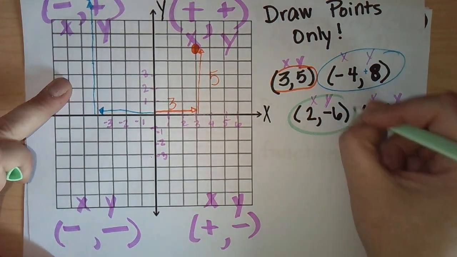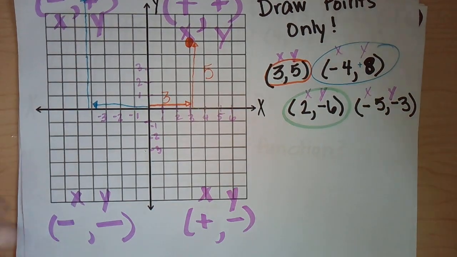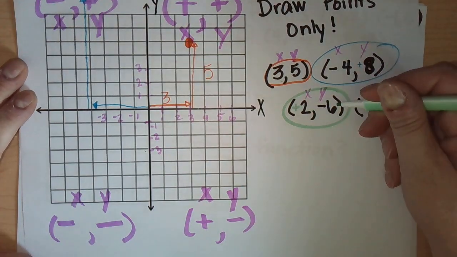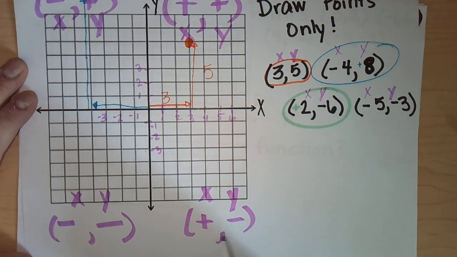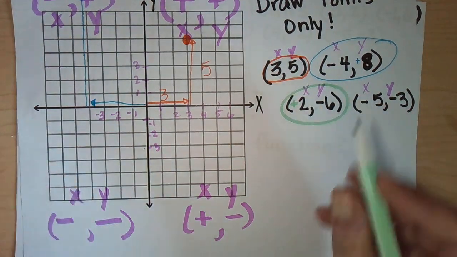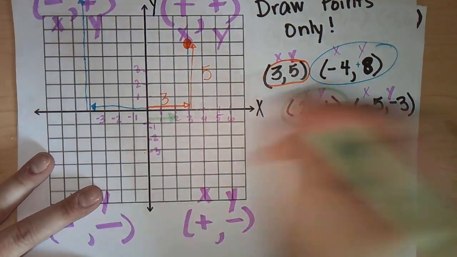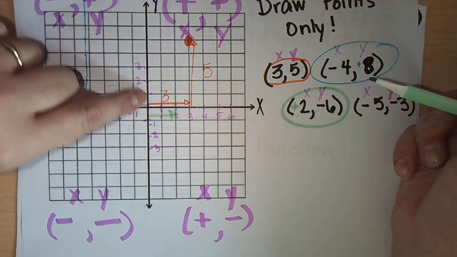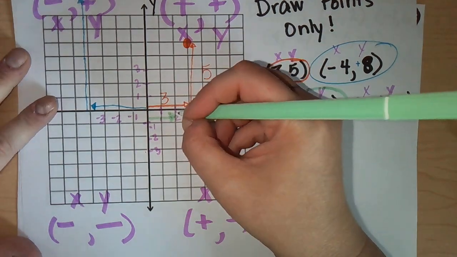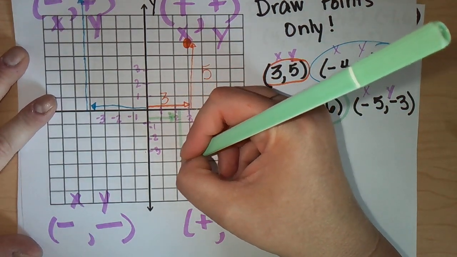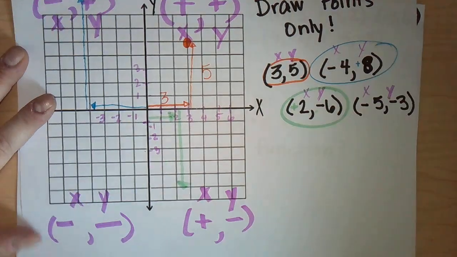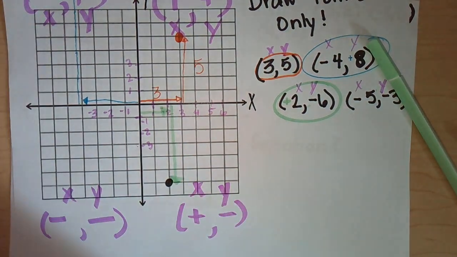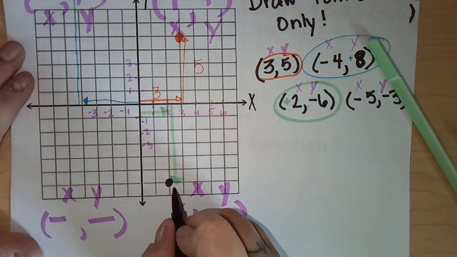Let's look at this 2, negative 6. Well, if we can't quite remember where that belongs, it's a positive, comma, a negative, so it's got to end up somewhere over here in the bottom right. So let's go to 2 on the X. There's 2 on the X. Then we're going to go negative 6 on the Y. Well, here's the Y, and the negatives go down. So let's go down. 1, 2, 3, 4, 5, 6. Yeah, okay. So this new point represents 2, negative 6.